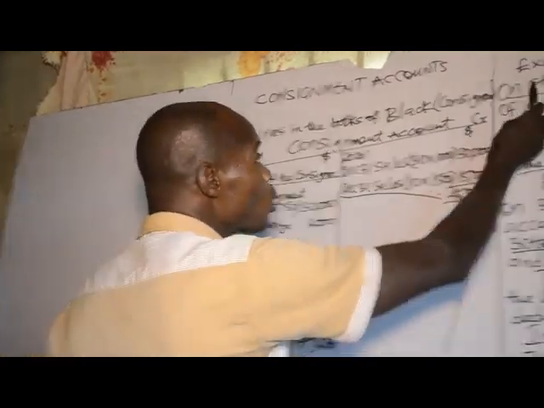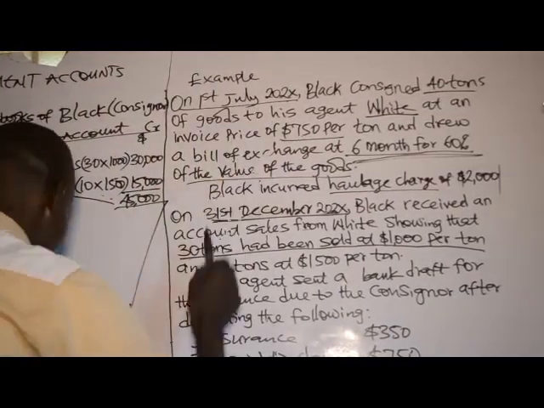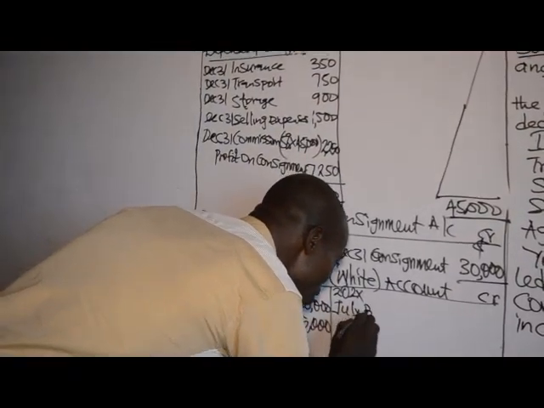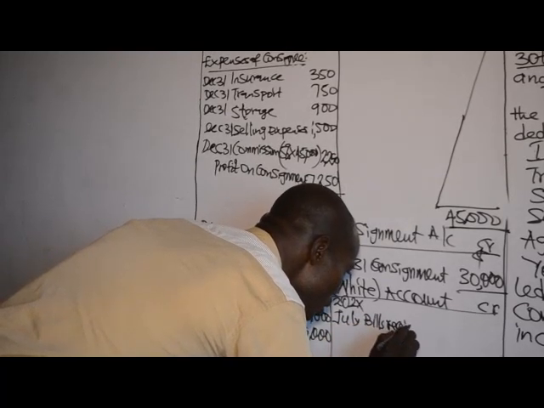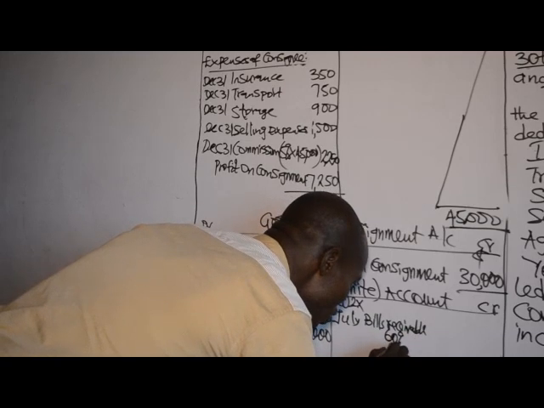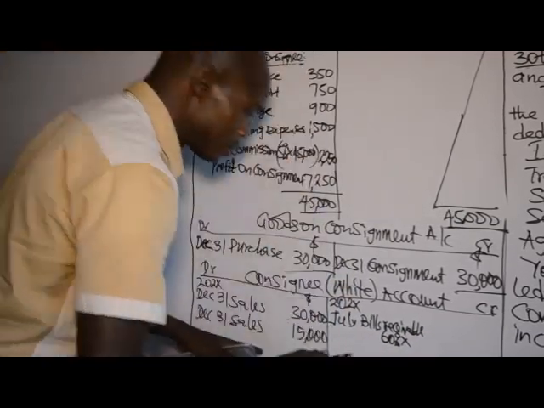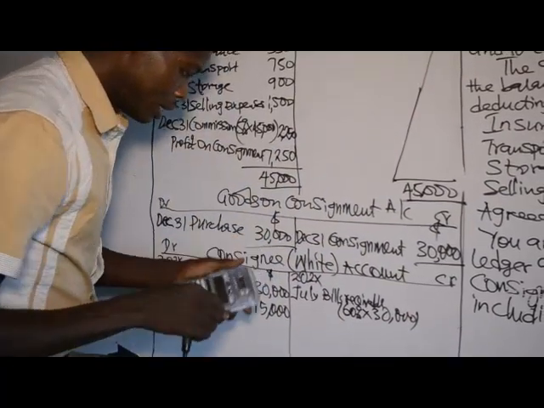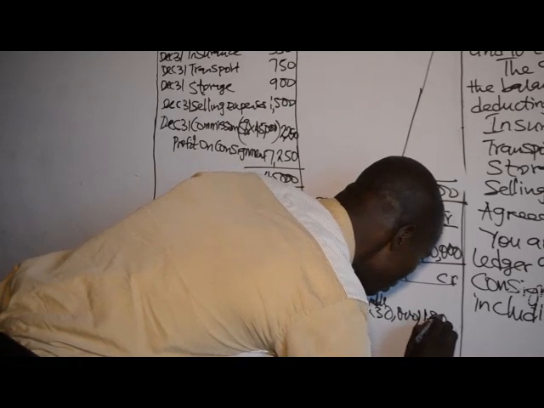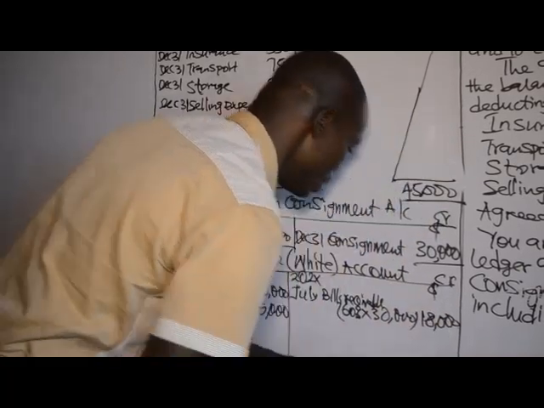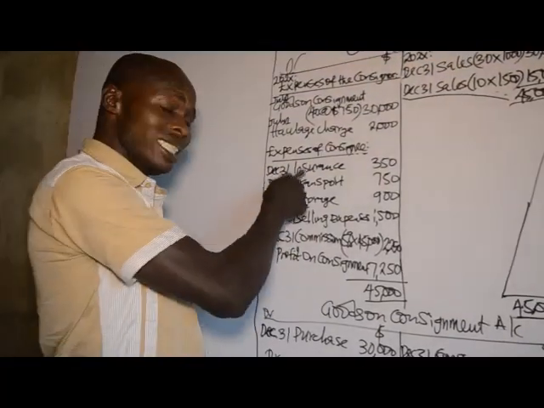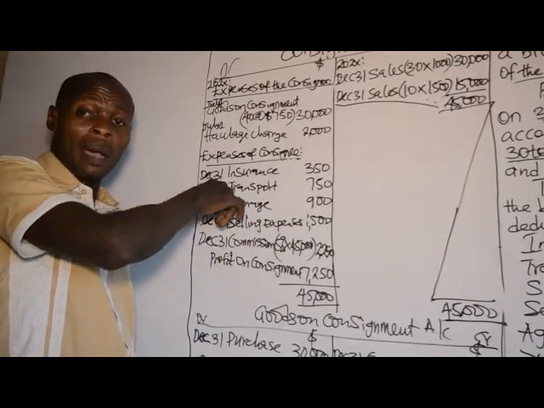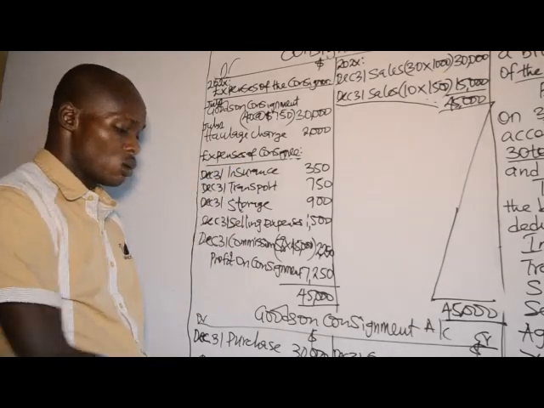This goods was consigned as at 1st of July 2012. So we have July 1st, bills receivable, which is 60% of the value of the goods. And the value of the goods is $30,000. So if you calculate 60% of 30,000, that will give us $18,000. All the expenses of the consignee, not the expenses of the consignor, that is the expenses incurred by the agent, including the agency commission, will be credited.